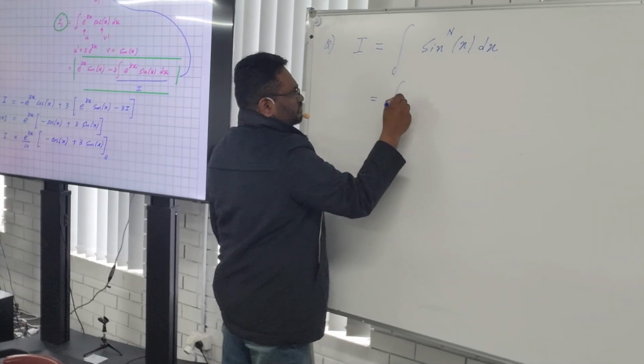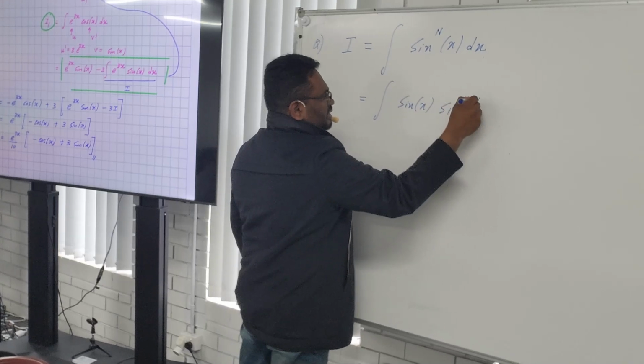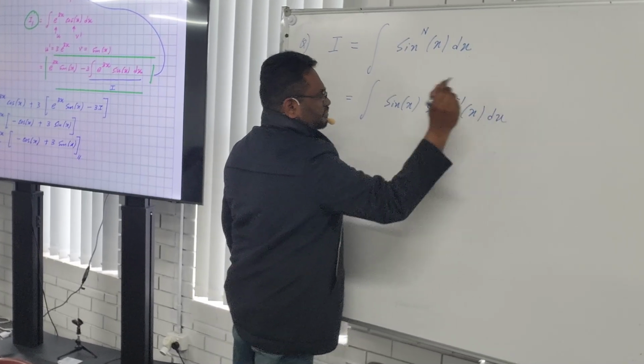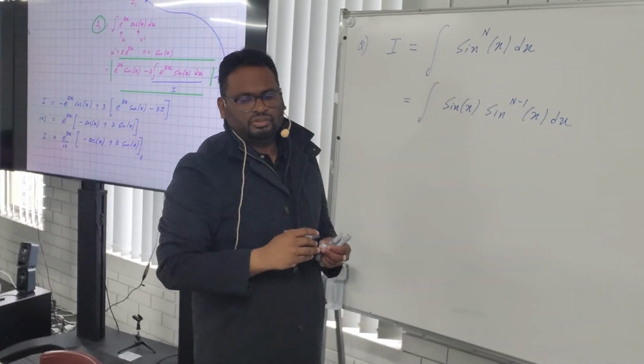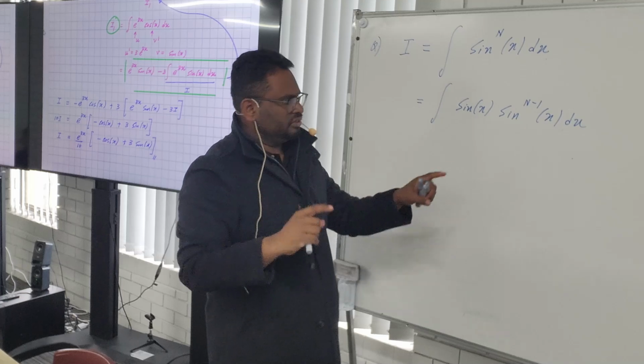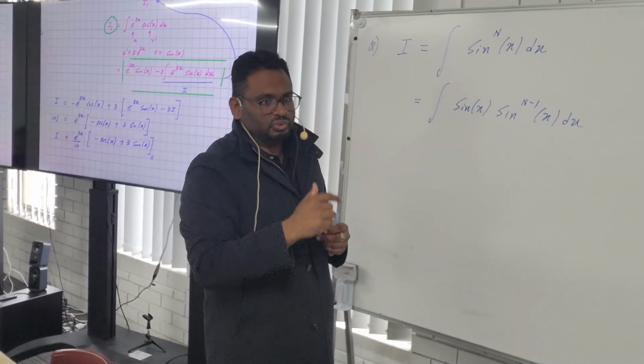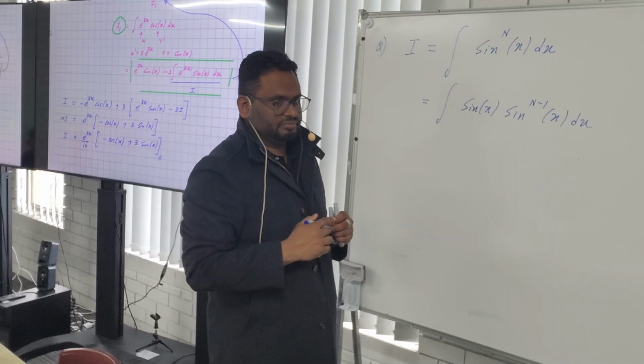Accordingly, you break this into sin x times sin^(n-1) x dx. This is the catch. How do you understand that? Because if you look at the first term, it shows you sin^(n-1), that term is there. That is the clue. The clue is already inside the question.